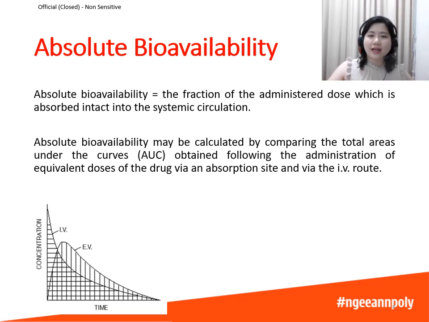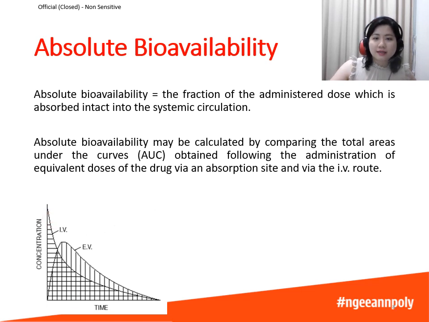Therefore, the IV drug can be used as a reference to calculate the bioavailability of a dosage form administered by any other non-IV route. So the dosage form will be administered to healthy volunteers, and the plasma drug concentration time curve will be constructed. So you can see this here, the plasma drug concentration time curve for the dosage form. The same thing will be done using the IV route to administer the drug. And you can see this is the curve for the IV route.